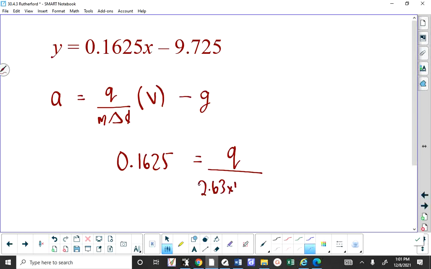(2.63 times 10 to the negative 17). I'm not going to worry about the units. Was the distance between the plates 15 centimeters? Okay. So if we take the slope times the product of those two numbers, we will get the charge. And I'm not going to do that on the calculator. You can do that, I think.